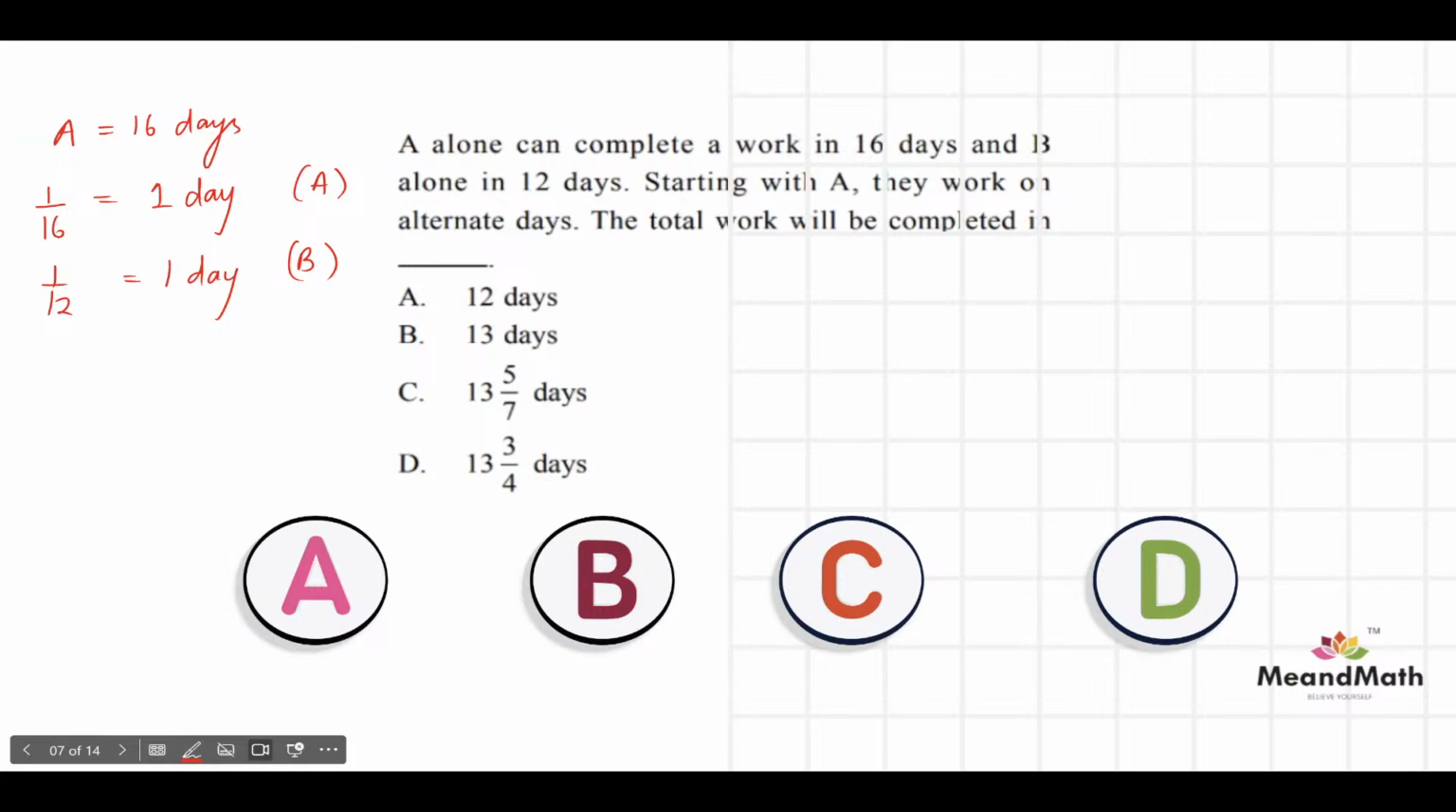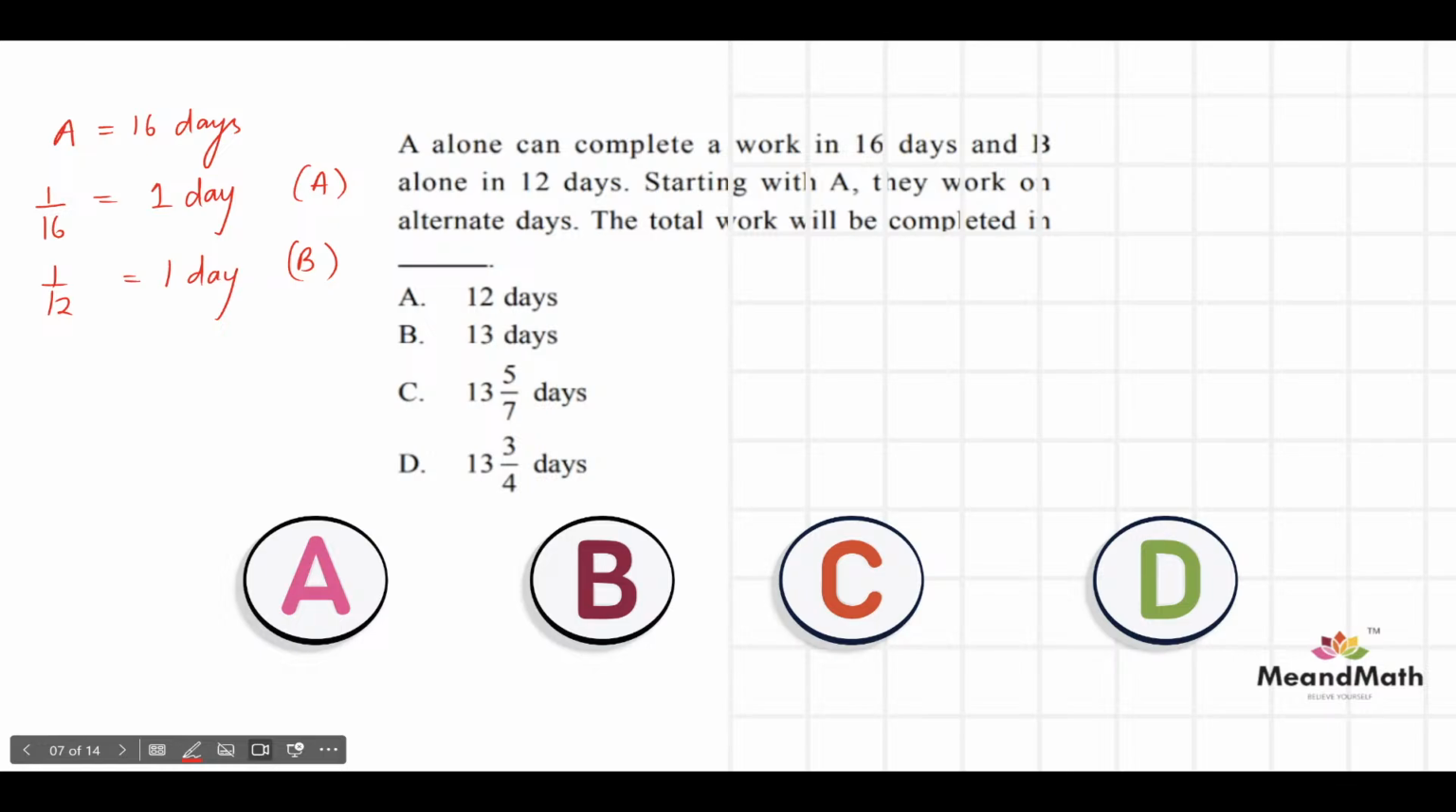Now the second information is that starting with A, A is working, then another day B is working, then the third day A is working, something like this. They work on alternate days. The total work will be completed in how many days? Because A has worked on the first day and B on the second day, if we club these 2 days together, we can find out what they have done in 2 days. They literally are not working together, but A's task in a day and B's task in a day, we are adding them together.